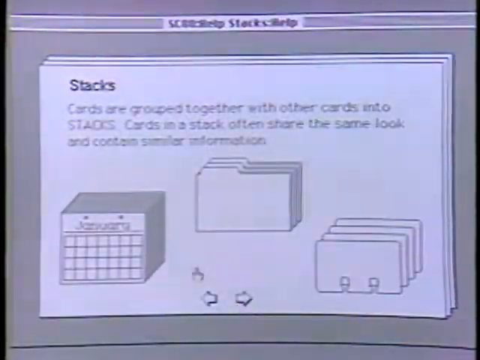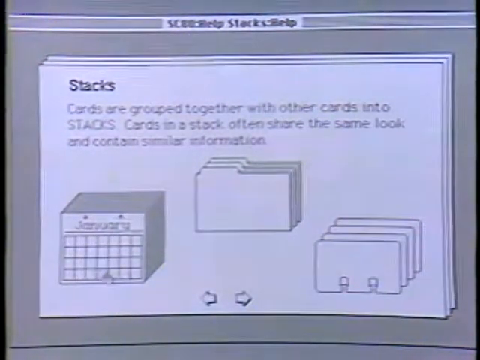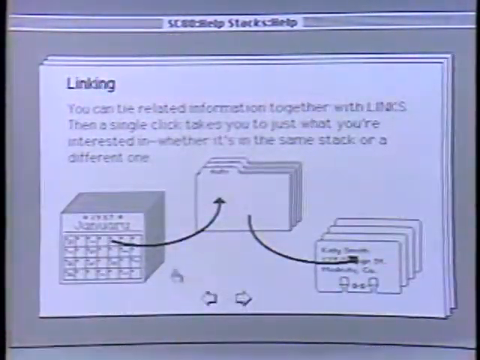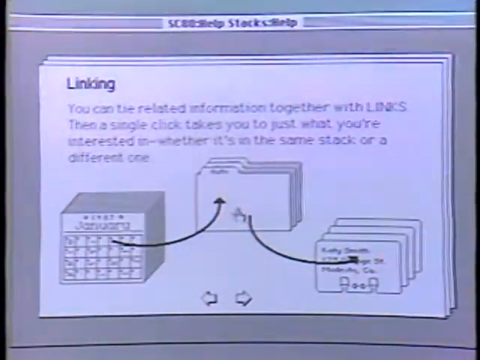You can have lots of buttons to do different things. Buttons can do things like dialing the phone and taking you to cards and lots of different things, whatever you tell it to do. The cards are grouped together into stacks that you put on a floppy disk and can share with somebody else. And you can organize it so that any card can jump to any other card.